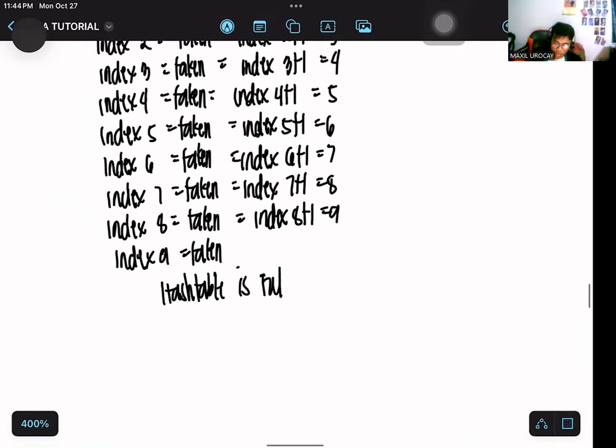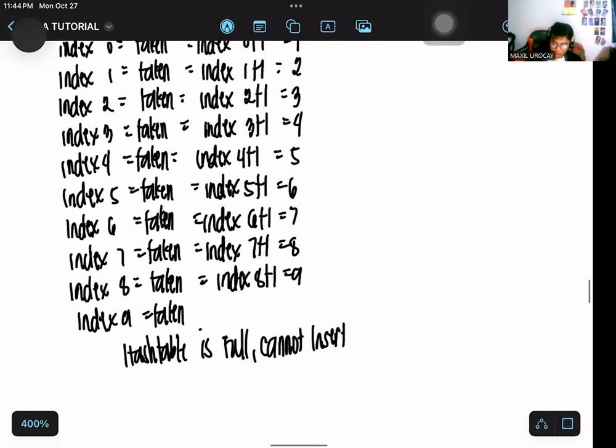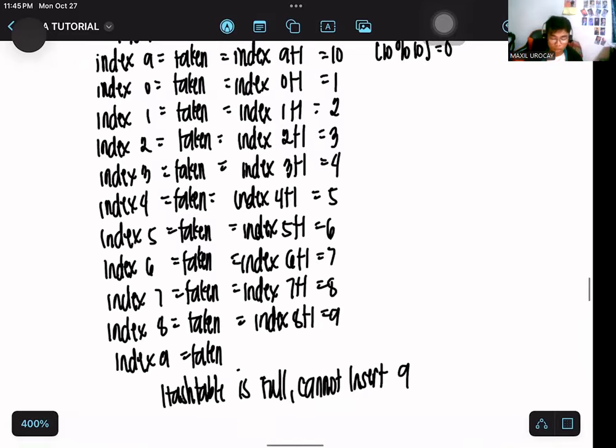Cannot insert 9. So therefore, we cannot insert 9 since we are not doing the resizing, because if we do the resizing, of course, we will need to recalculate and do the rehashing, and of course, it will take a lot of steps. So that's why we'll keep it as is. You have to follow this one, and you have to make it step by step.